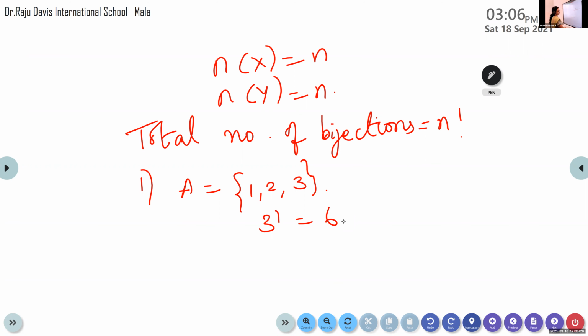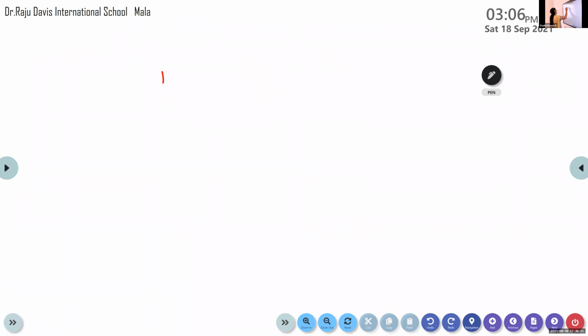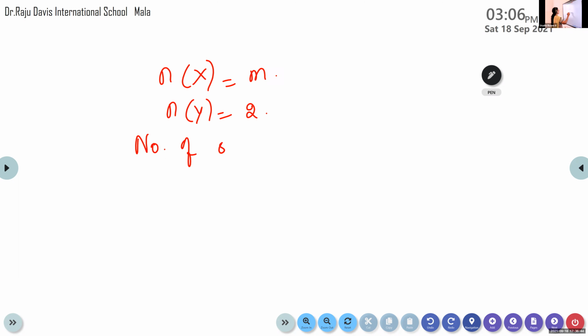Similarly, another one is this. Write down this. Suppose n of X is m. This is the formula you asked, Achyut. If n of X has m elements and n of Y has exactly 2 elements, then the number of onto functions is 2 raised to m minus 2. Okay, at least note down this formula.